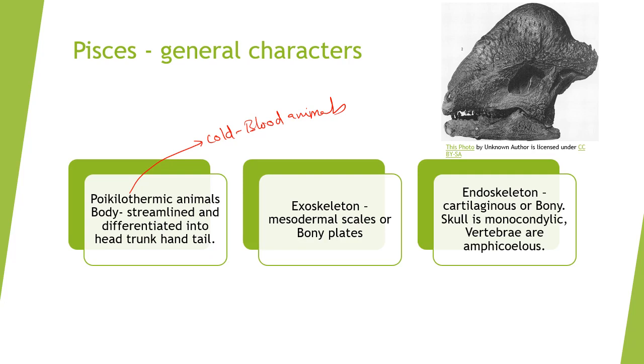Here in fishes, the body is streamlined and differentiated into head, trunk, and tail. There are three parts present: head, trunk, tail. Here in this case, neck is absent. Okay, and here the skeleton is basically divided into two types in fishes. The first one is exoskeleton.